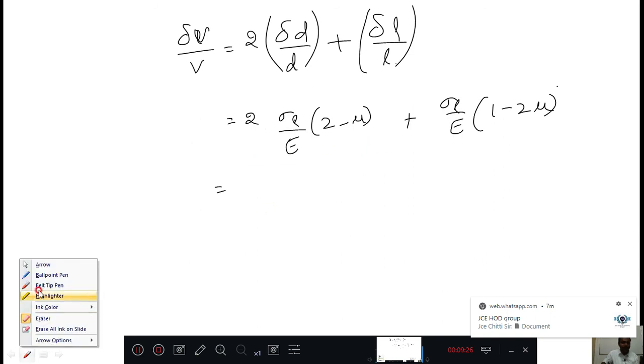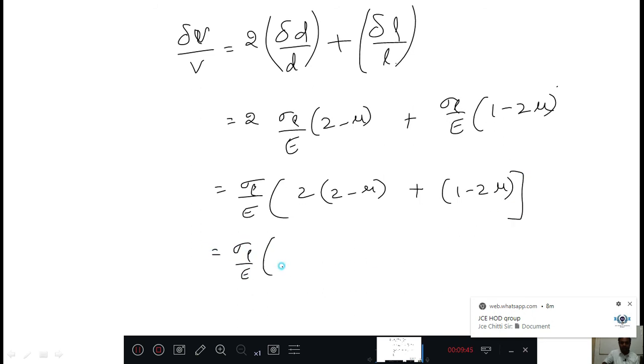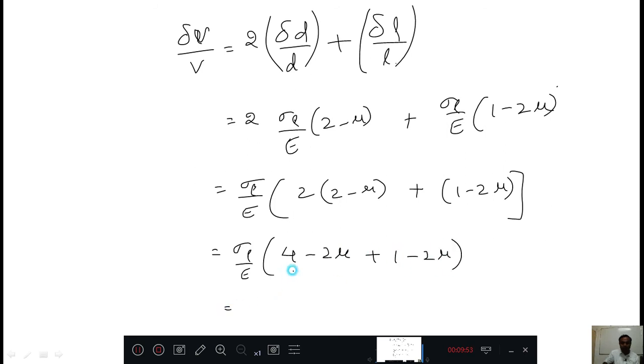Now here, first sigma L by E I will take common. What is left here? 2 into 2 minus mu plus 1 minus 2 mu. Then sigma L by E is outside, and inside 4 minus 2 mu plus 1 minus 2 mu. Then the answer will be 4 plus 1 is 5, so sigma L by E into 5 minus 4 mu. This is your delta V by V.